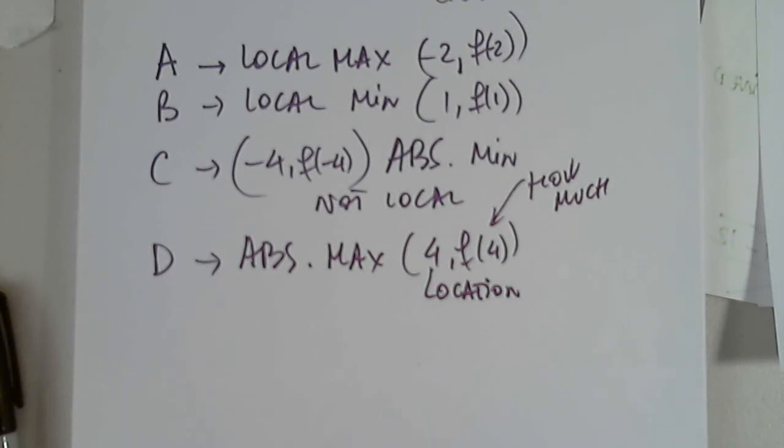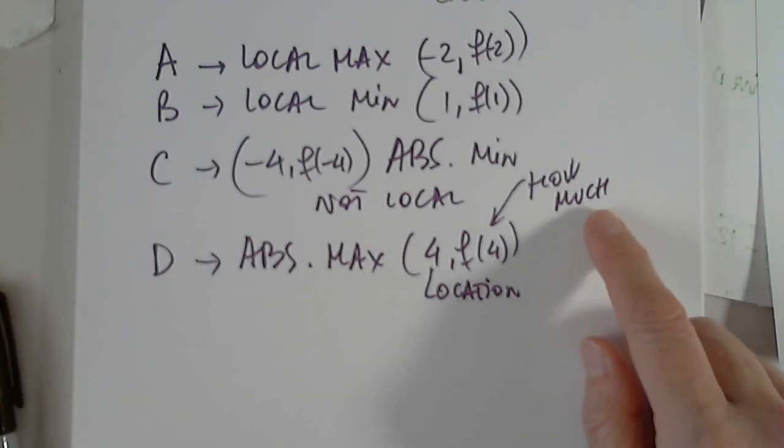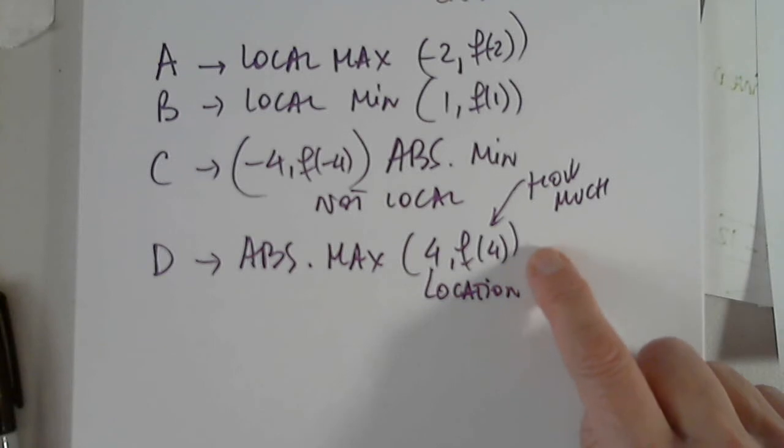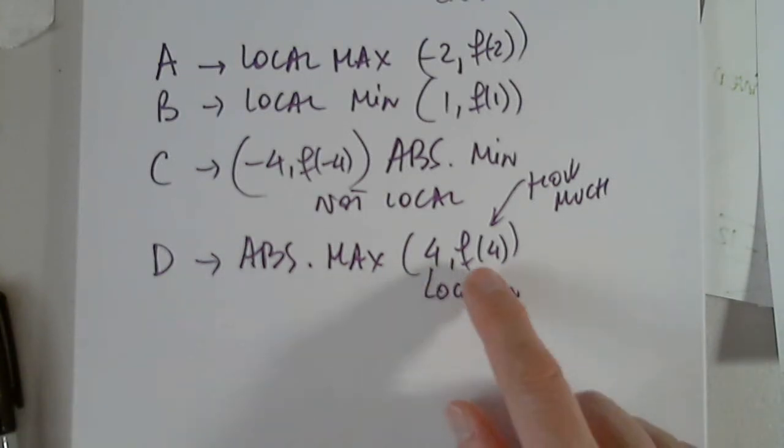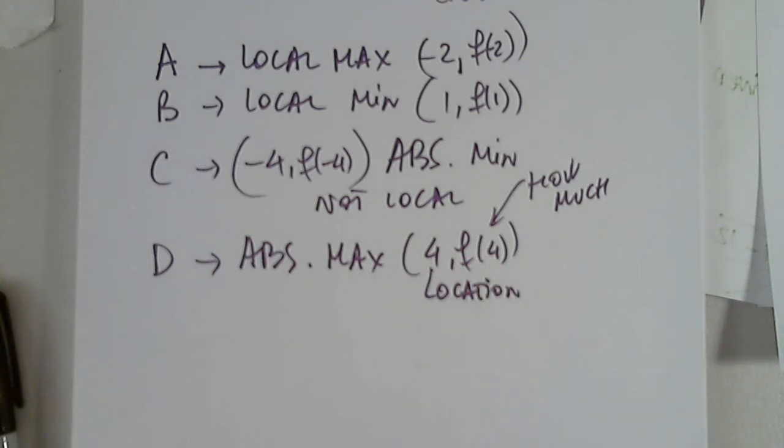Any questions? What do you have pointing to f of 4? How much? Oh, okay. Thank you. The y value. So this is the location and this is the y value. How much is the actual max or min? Anything else? Other questions before we look at a graph?